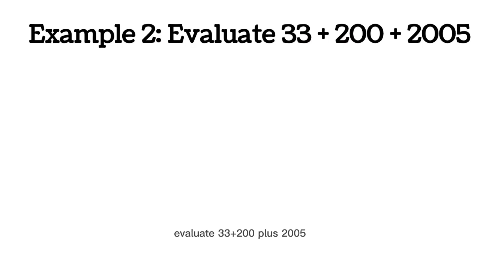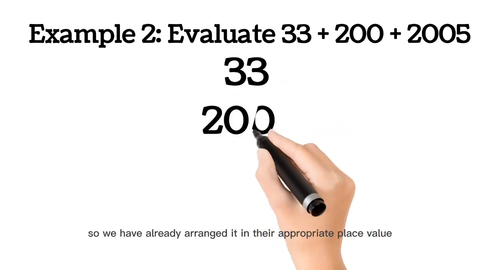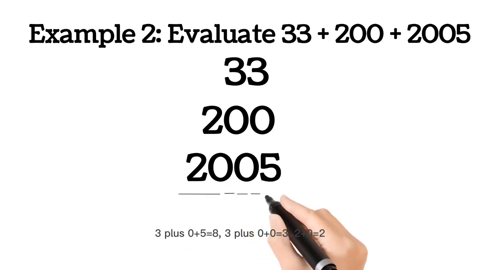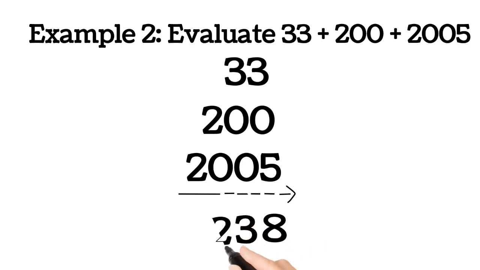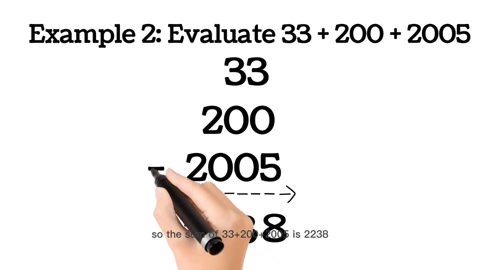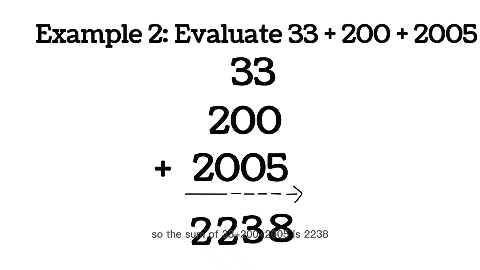Evaluate 33 plus 200 plus 2005. So we have already arranged it in the appropriate place value. So let's begin. 3 plus 0 plus 5 is 8. 3 plus 0 plus 0 is 3. 2 plus 0 is 2. Then the remaining 2 we bring it down. So the sum of 33 plus 200 plus 2005 is 2238.